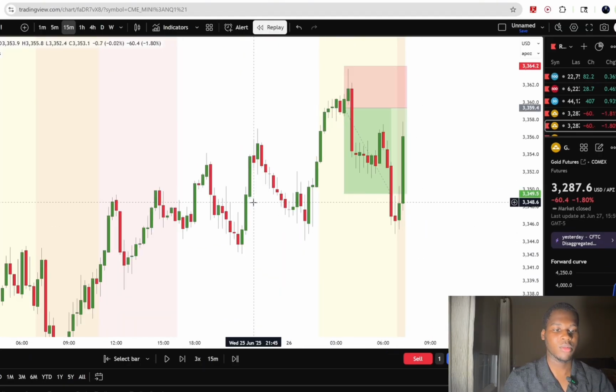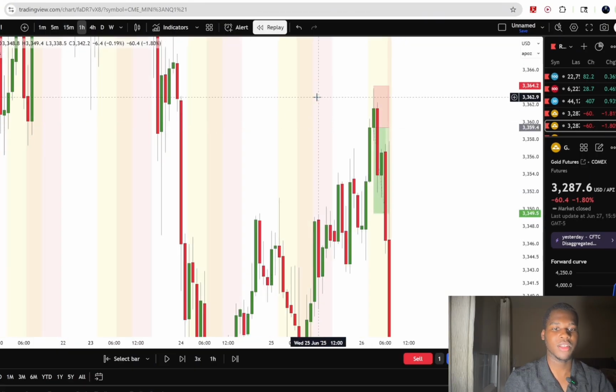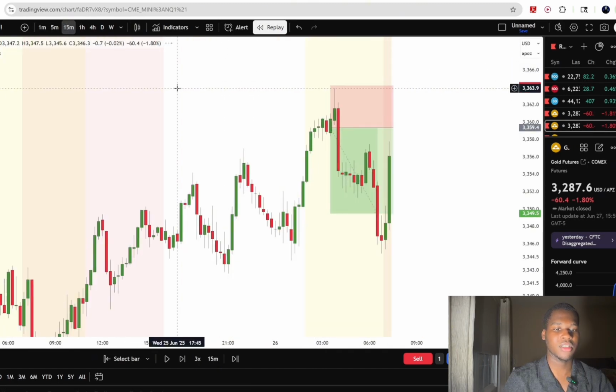Everything put together: liquidity sweep, tap into higher time frame fair value gap. We didn't touch the supply and demand zone fully, but we did tap into the fair value gap, and then the entry on the 15-minute with the market structure shift.